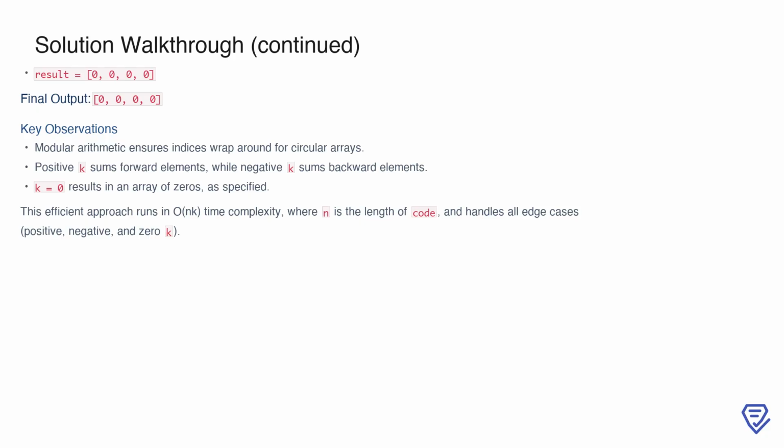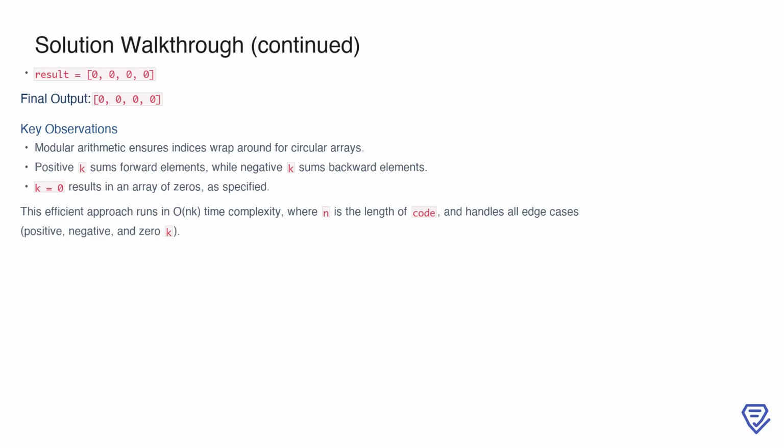For example, with the input array 10, 20, 30, 40, and k equals 0, we directly initialize the result array as 0, 0, 0, 0. There's no computation required since the problem specifies this behavior explicitly.